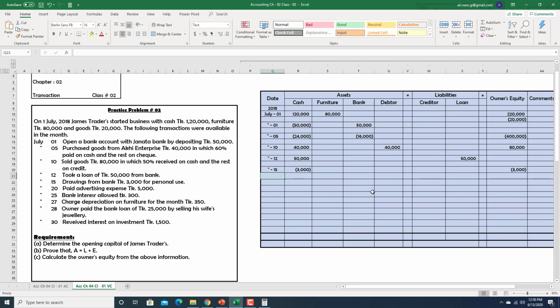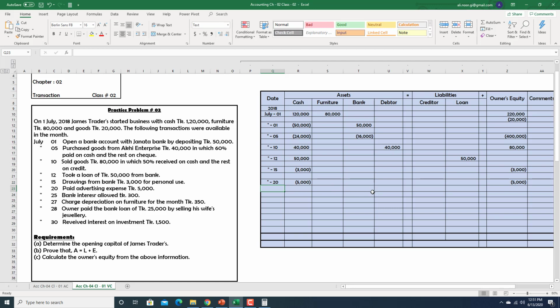Okay, let's say July 20, paid advertising expense. Expense means it will reduce owner's equity. You have to remember this. Expense means it will definitely reduce owner's equity, and since this is a cash transaction, it will decrease cash too. Okay, so for this entry, it will reduce cash by 5,000, and it will reduce owner's equity as well by 5,000.